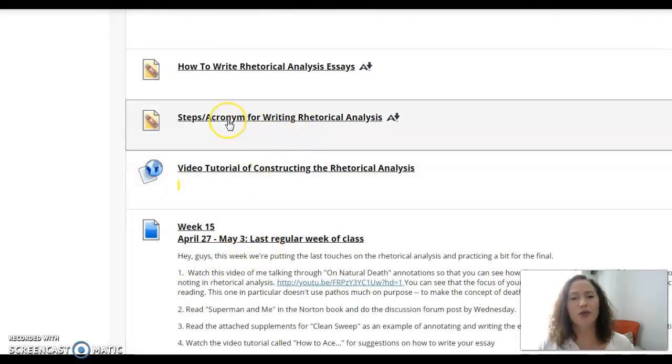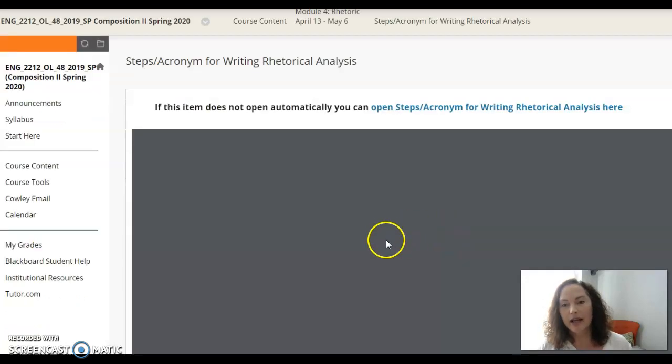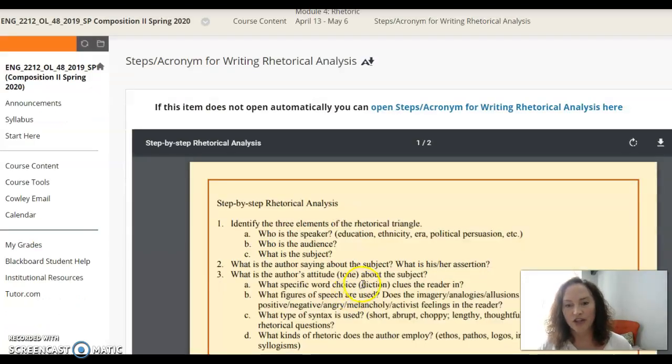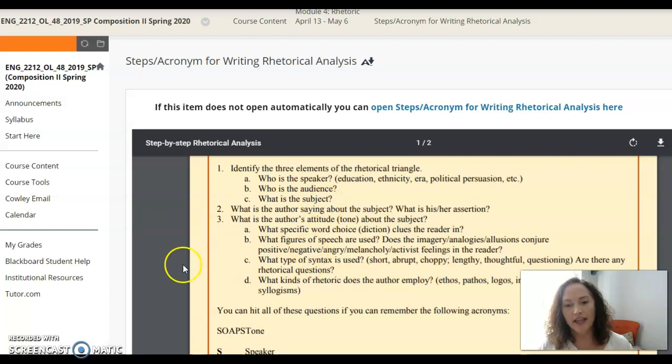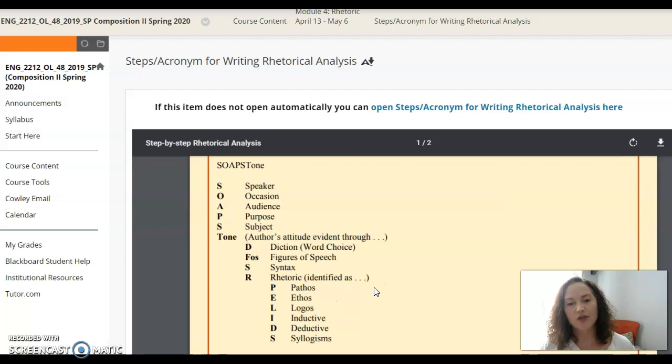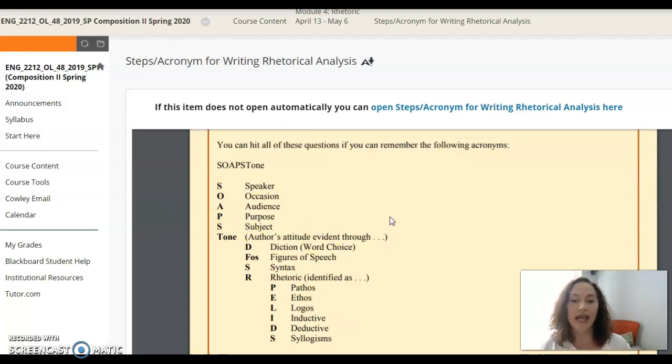You know, I told you guys you cannot have notes with you when you do this essay. So you might think in terms of memorizing the steps in the acronym. That might help you to remember what you need to do, what you need to be looking for. It gives the guiding questions or critical questions, and then it gives you the idea of using SOAPSTone, where you analyze the speaker and what is the occasion, and that really is referring to the context from our notes, the rhetoric notes that I put in there for you, and the audience.